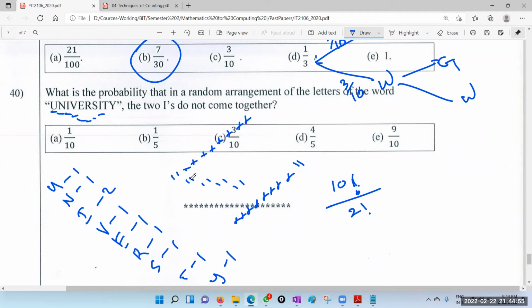There are 9 possibilities, right? 9 possibilities where these two can be together. This place, this place, this place, and so on, up to this place. Right? So altogether we have this many possibilities.